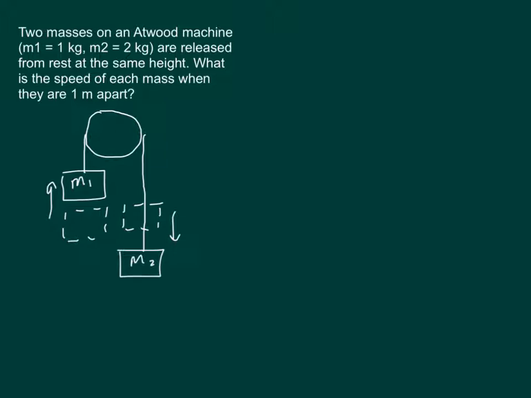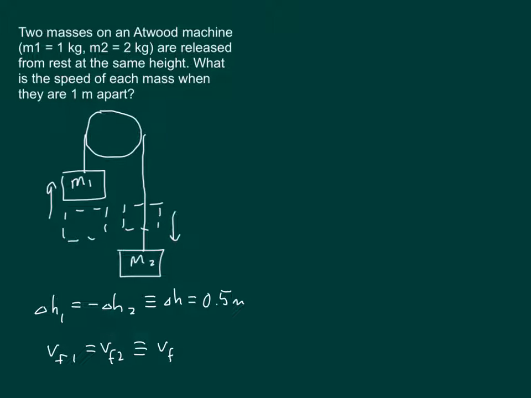So first of all, M1 is smaller than M2, so M1 will move up while M2 moves down. We could also say that since they're connected by a rope, any change in height for M1 is equal and opposite to the change in height for M2. So we have delta H1 is equal to negative delta H2. We could just define that as some delta H. And in this case, it's half a meter because when M1 and M2 each move half a meter in opposite directions, they'll be separated by a full meter.